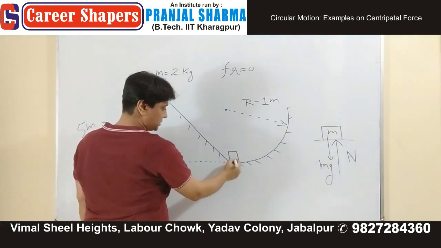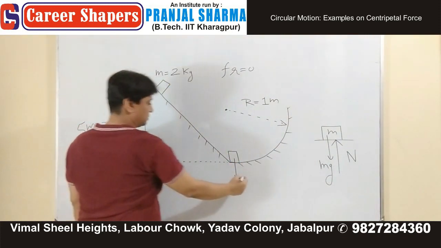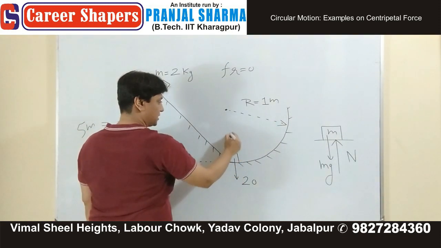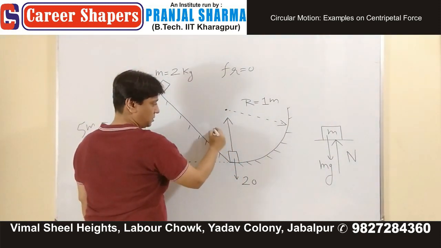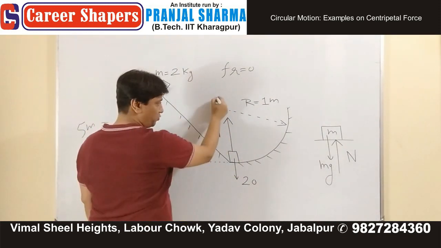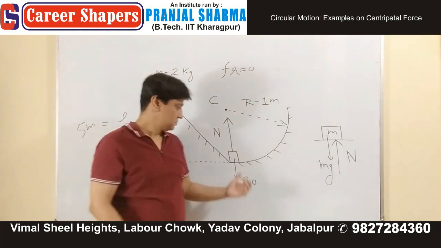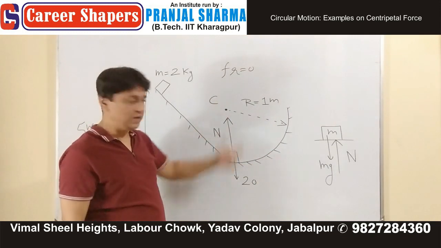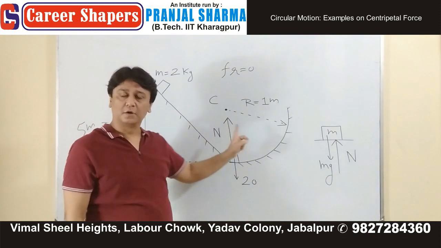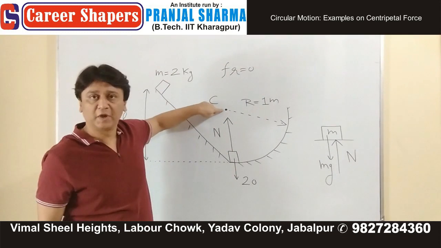What are these forces? mg, m is 2, g is 10, so 20, and the normal reaction. I hope you can see that the normal reaction will pass through the center. Not a difficult thing to feel. At this point, if you draw a normal on a circle, it will always pass through the center.